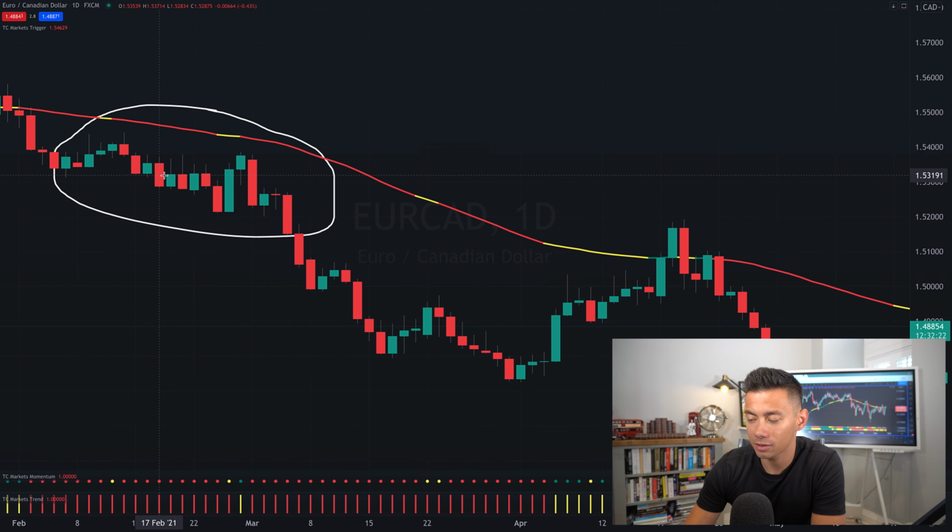All right, so that's the first thing. We need to be able to differentiate between indecision candles and momentum candles. And typically we want to be in the markets when momentum candles are printing. And that's the key to trading.